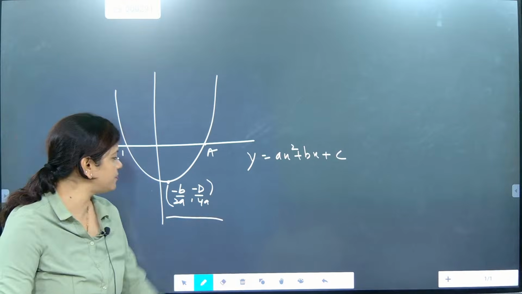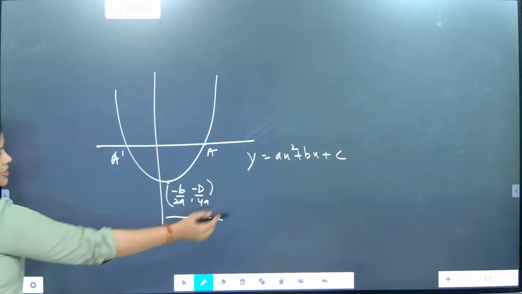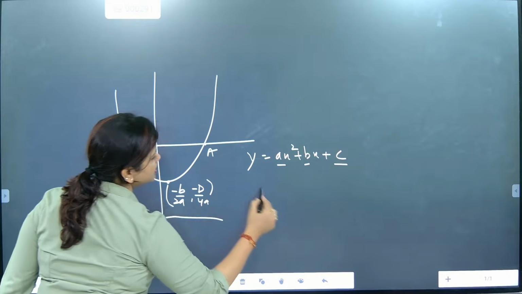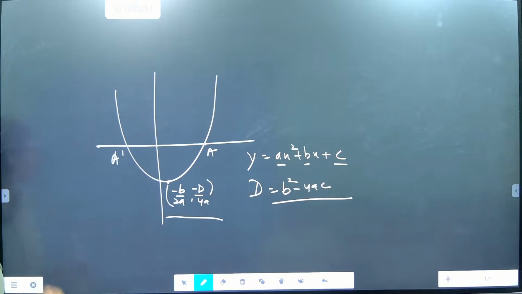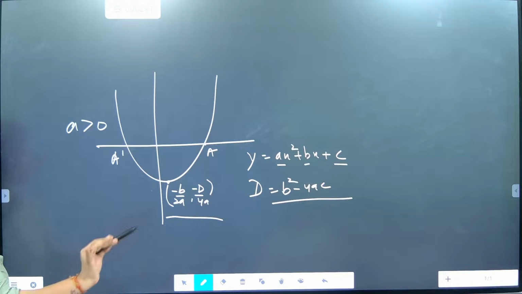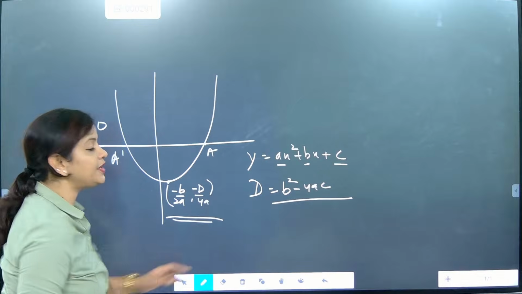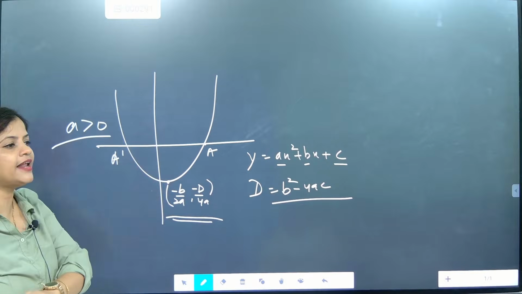Why are we going to do that much? Where do you find B? B is this one. What is A? A is this one. What are C and D? D is B square minus 4AC. That's it. Got it? Now this is the case where A is greater than 0. So here the vertex will be minus B by 2A, comma minus D by 4A, and here A is greater than 0.